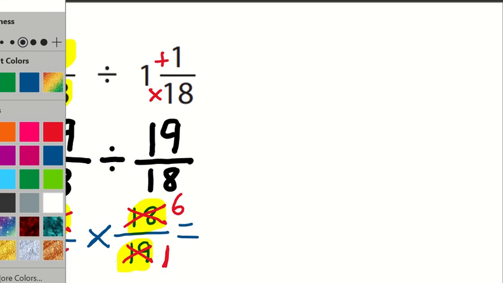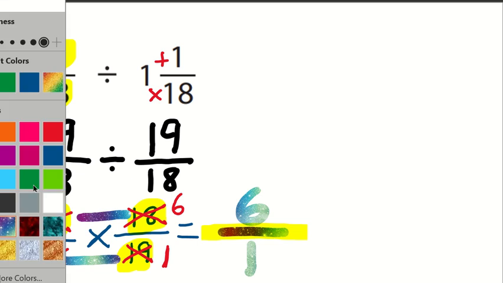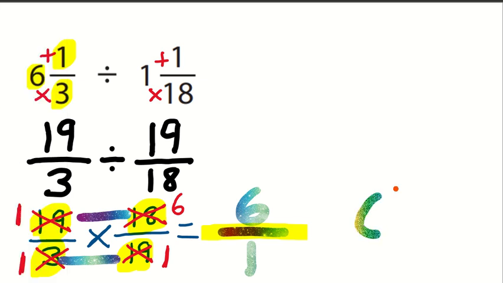And now, my friends, we can multiply across the top as well as the bottom. So 1 times 6 is going to be 6. And 1 times 1 is going to be 1. Now, remember, fractions are division problems. So reading top to bottom, we have 6 divided by 1, which, my friends, actually equals 6. And thus, that is your final answer.